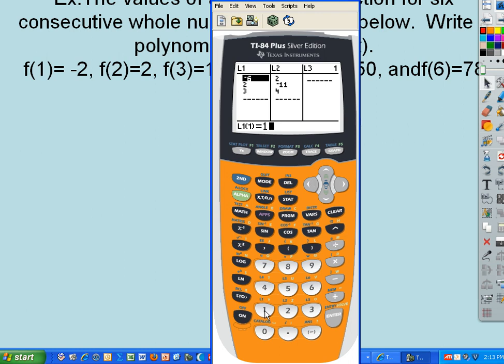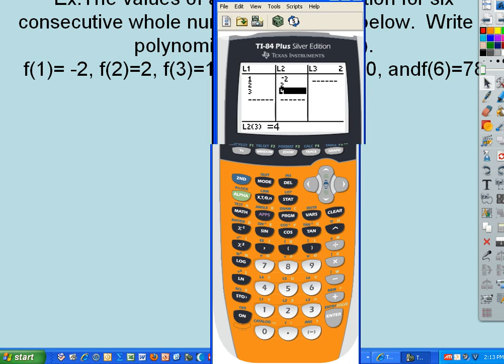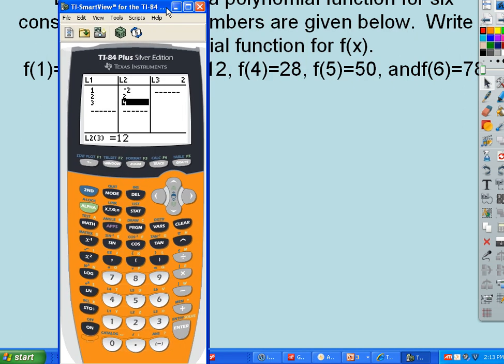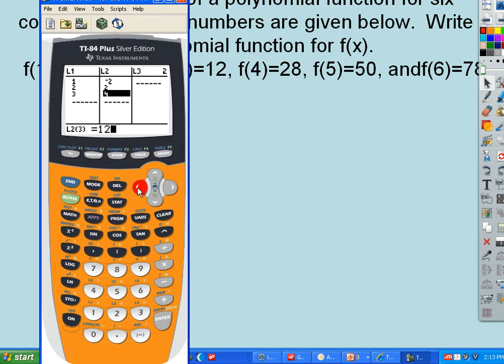So 1 goes with negative 2. Negative 2. 2 goes with 2. 3 goes with 12, etc. Right? But now, I can keep going with that. Let me put in just a little bit more. I want to show you something here. 4, 5, and then I got 6. And 4 goes with 28.